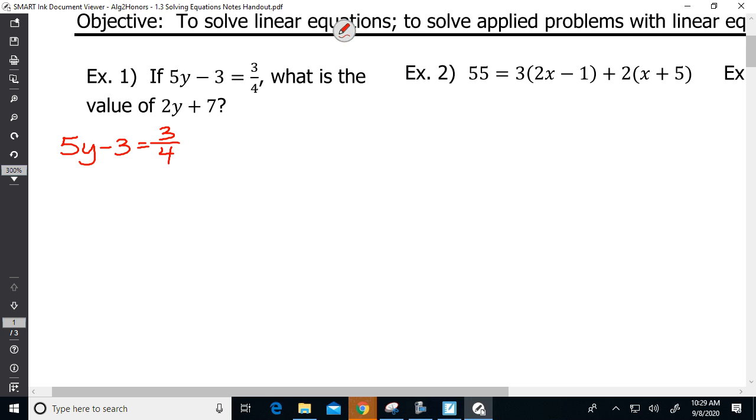5y minus 3 equals 3/4. So we follow the standard order for solving an equation. Add 3 to both sides. You get 5y equals 3/4 plus 3. Of course, we can't add two fractions that don't have the same denominator. So we need to make them the same denominator. 1 times 4 gives you 4. That's why we're multiplying times 4. So 5y equals 3/4 plus 12 over 4. So 5y equals 15 over 4.